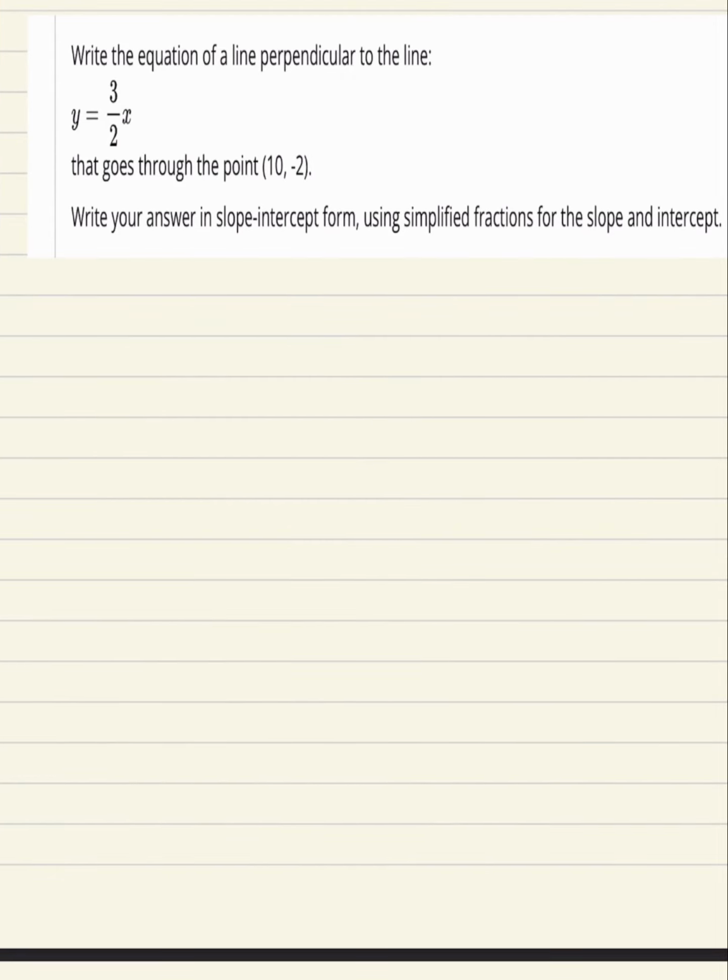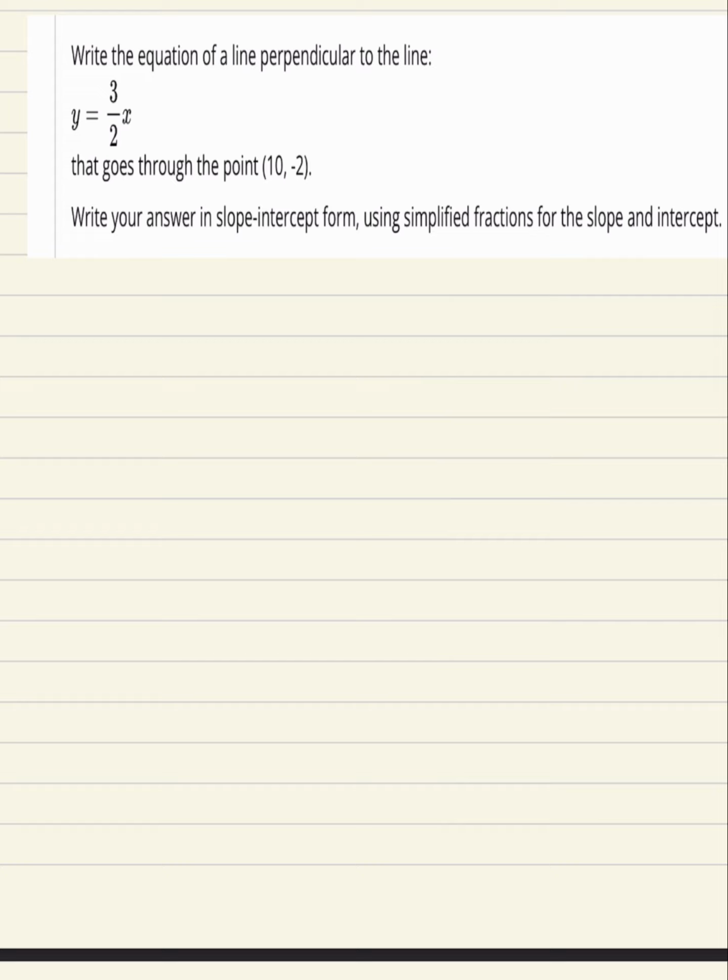Let's look at this problem together. It says write the equation of a line perpendicular to the line y equals 3 over 2x that goes to the point 10, negative 2. Write your answer in slope-intercept form using simplified fractions for the slope and the intercept.